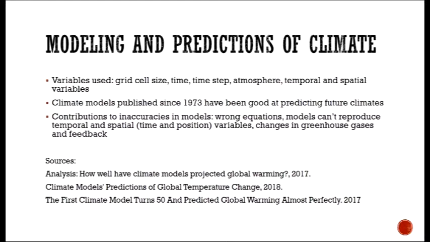Climate models can use grid cell size as a variable. They define the resolution of the model. Climate models may include a time step, the atmosphere, temporal or time, and spatial or position variables. Inaccuracies can come from using the wrong equations, which can be improved over time by testing these equations. Another issue with climate model simulations is that they usually can't reproduce the time and position variables, especially over smaller scales.